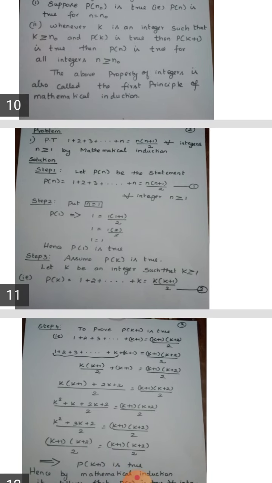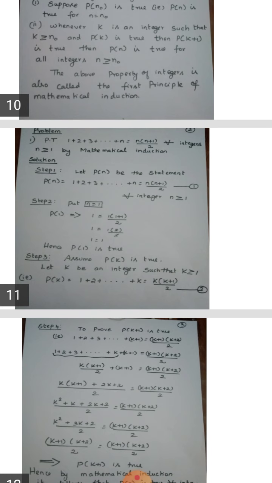Right. Let us see the problem. Prove that 1 plus 2 plus 3 plus etc. plus n is equal to n into n plus 1 by 2 for all integers n. We have to solve this by mathematical induction. So in mathematical induction, the first step is we have to write the given statement as P(n).